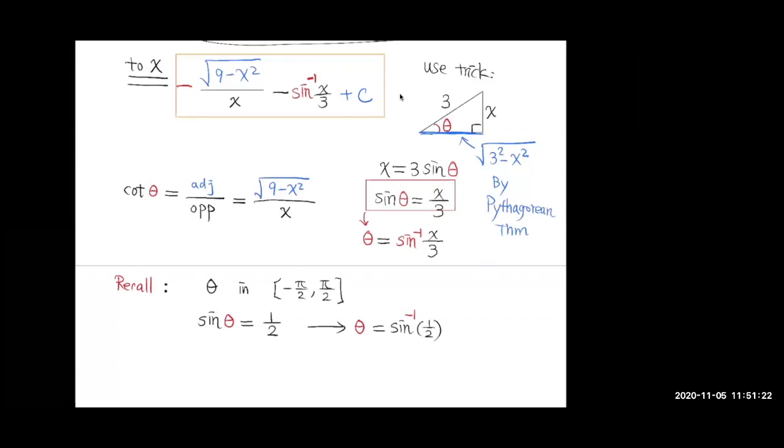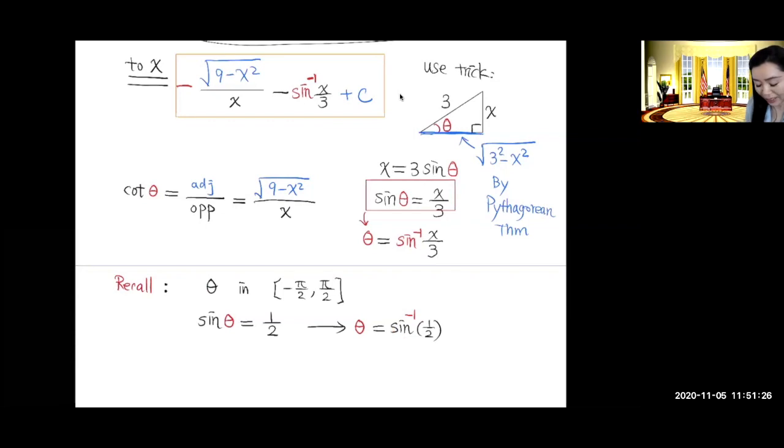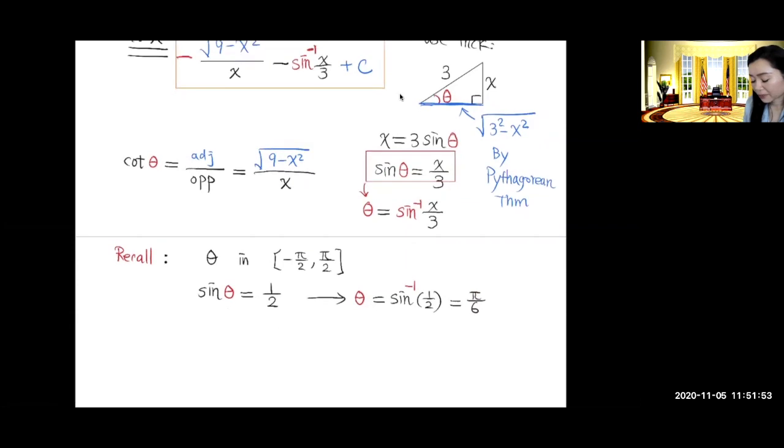So this is pi over 6. Yes, you got it. Think about the angle in here. Sine of that equals 1/2, and you just answer that it is pi over 6, right? Sine of pi over 6 is equal to 1/2, and pi over 6 is in here. So theta is equal to inverse sine of 1/2, which is pi over 6. Okay, so that's one example.